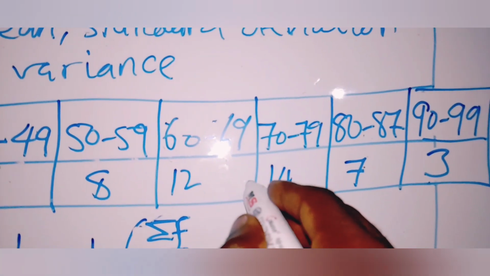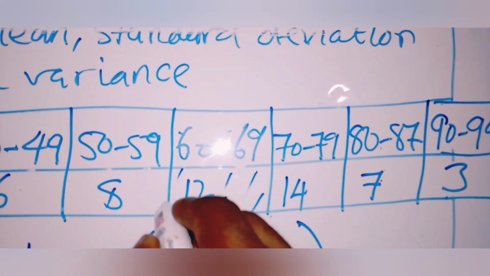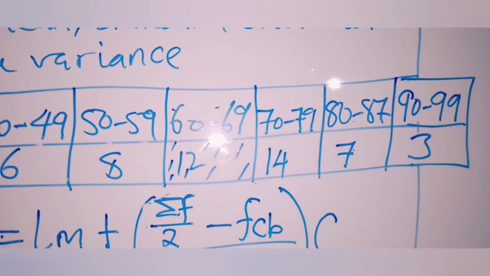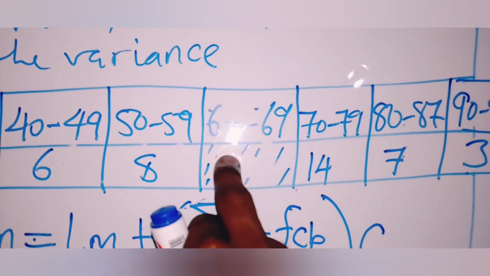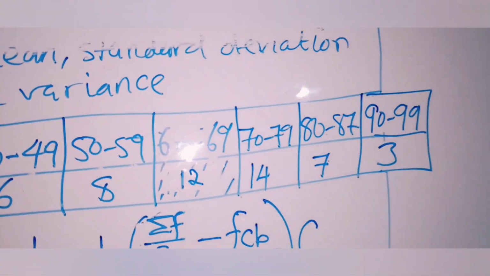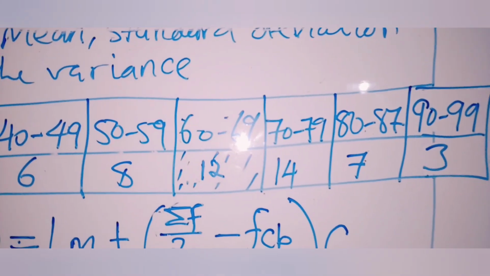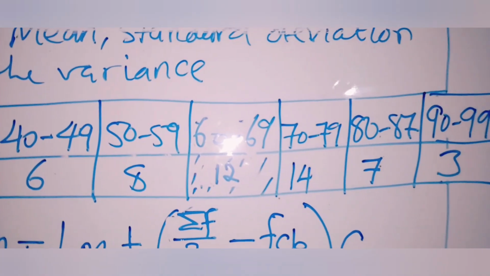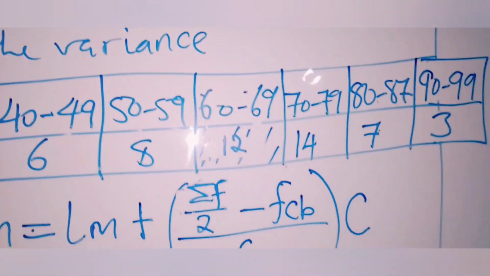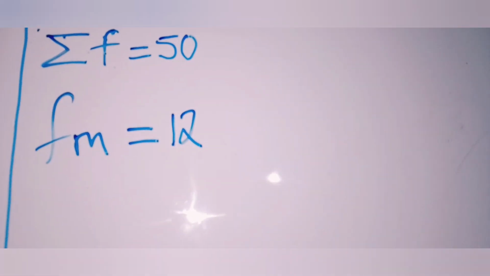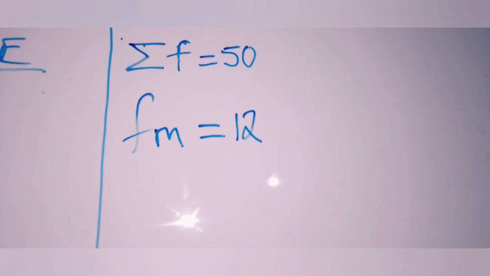Let's try to shade this part. So it is inside here where 12 is. So 12 will act as our frequency of the median. This is the frequency of the median, which is 12.